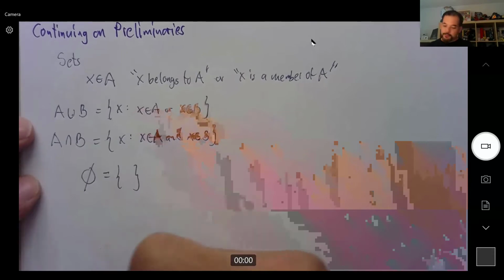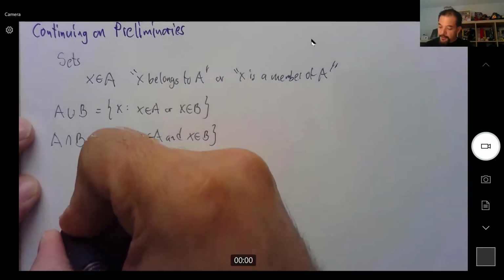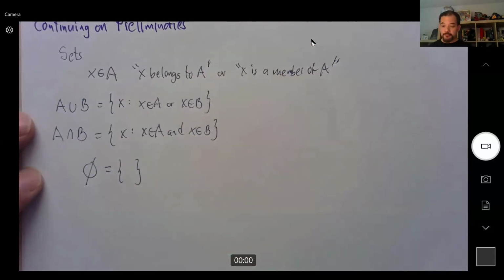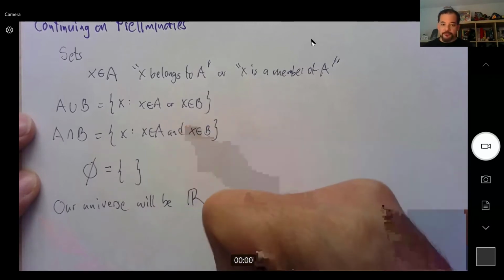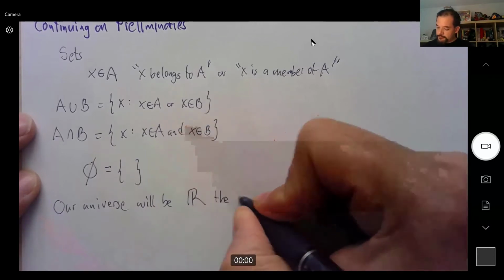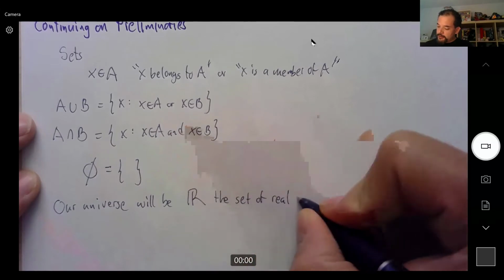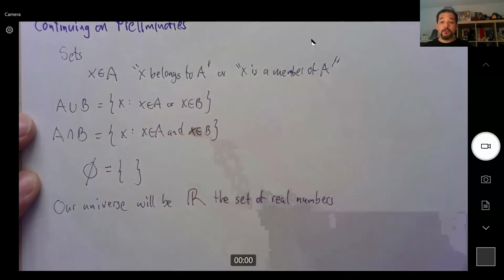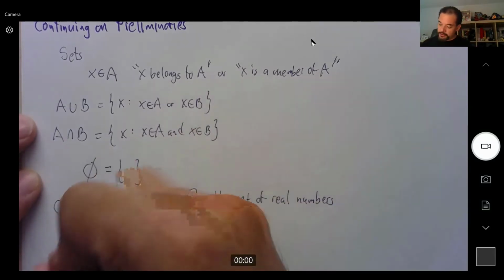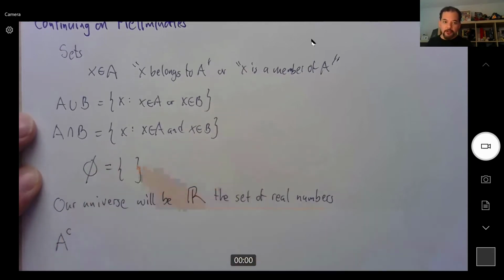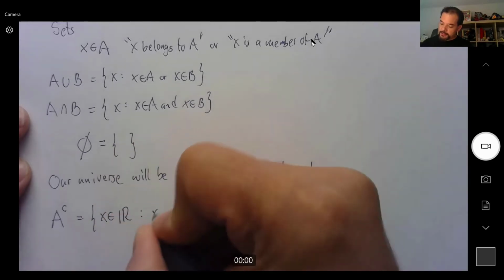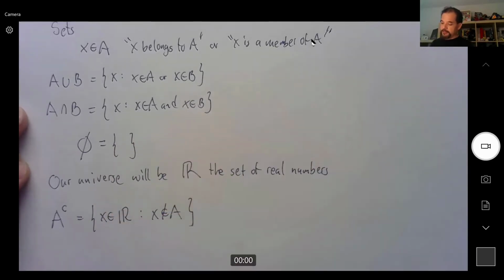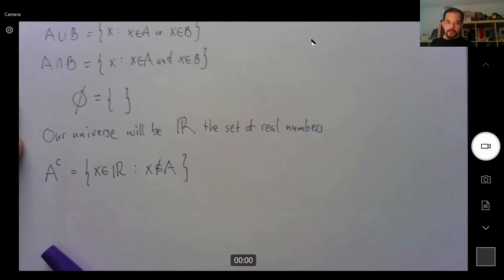And we also have this operation that for us, our universe will be the real numbers. So it will be the set R of real numbers. With respect to that set, we can talk about complements. In general, we're going to say that a complement will be the x's that are real, but that are not in A.